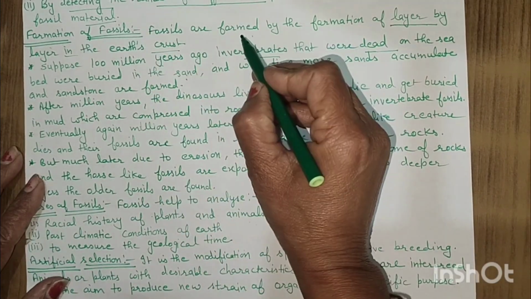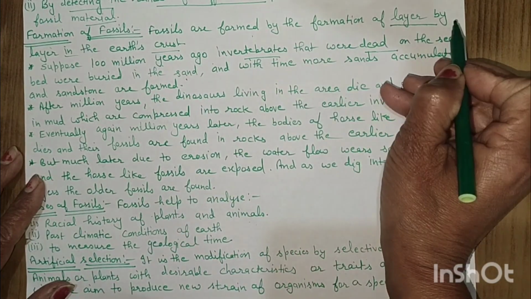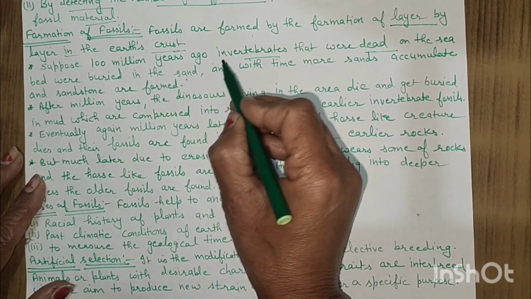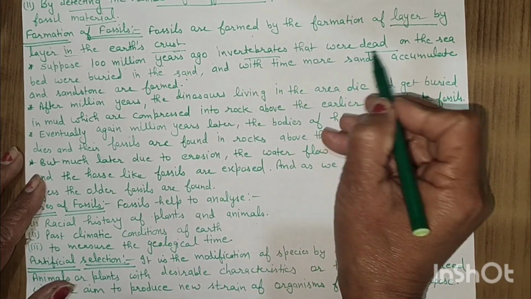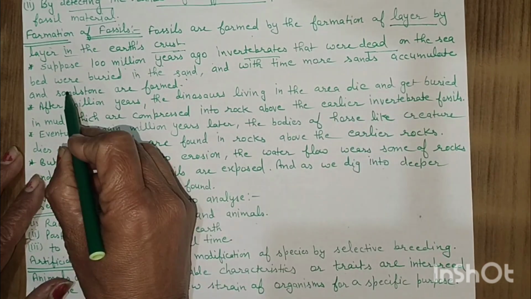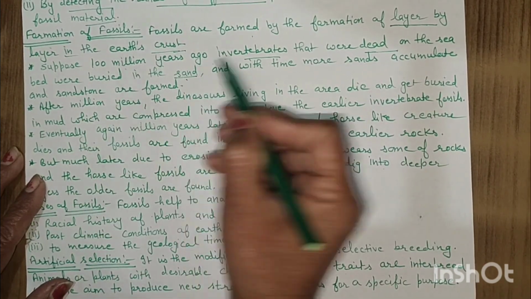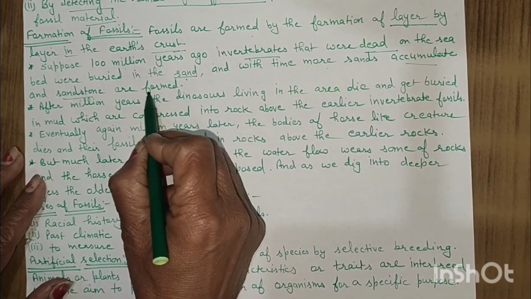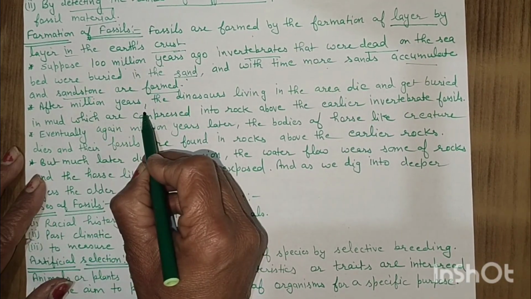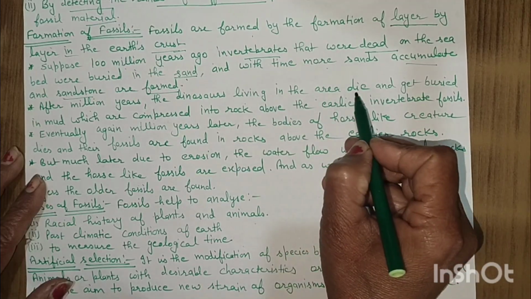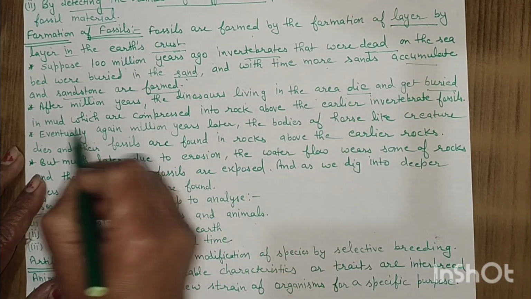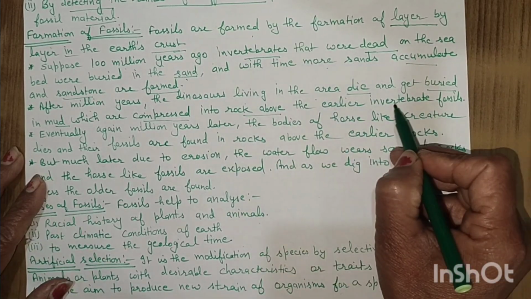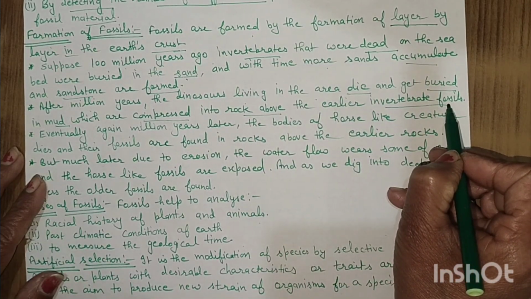Fossils are formed by the formation of layer upon layer in the earth's crust. Suppose 100 million years ago invertebrates that died on the seabed were buried in sand, and with time more sand accumulated and sandstone was formed. After millions of years, dinosaurs living in the area died and were buried in mud, which was compressed into rock above the earlier invertebrate fossils.